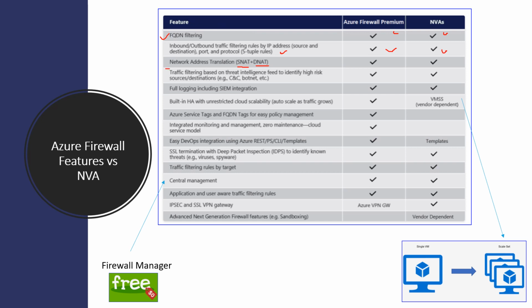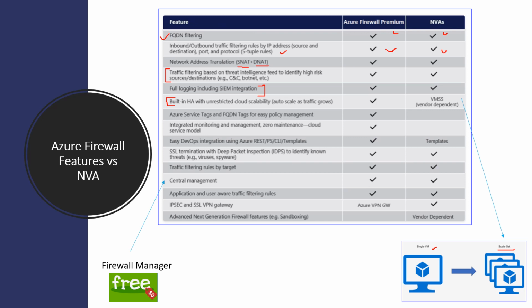And as I mentioned earlier, it also gives you the threat intelligence capability. You can also go for SIEM integration. It has built-in high availability. And when you go for NVAs, it is vendor dependent. So for example, I'm running my firewall piece on one VM, and if I put a scale set, it can expand as per my requirement. That's called the VMSS feature.